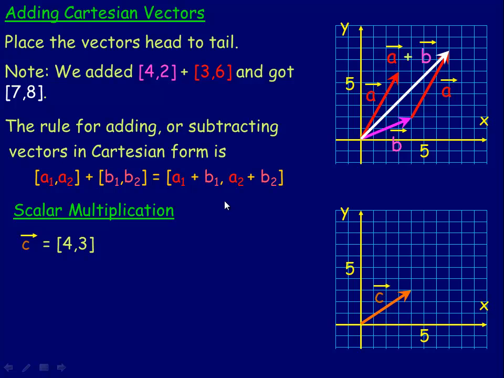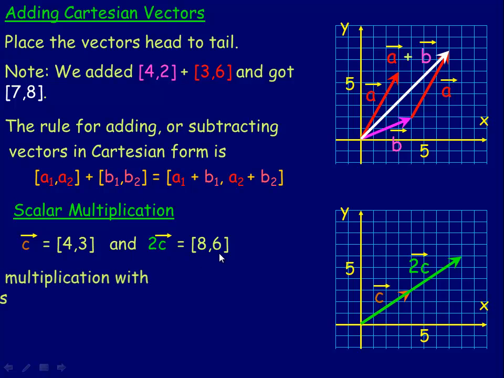Scalar multiplication works in a very similar way. So c is the vector [4, 3]. Now, if we were going to find the vector 2c, there's the vector 2c. Notice that 2c has components [8, 6]. All you actually do is multiply all the components by 2. So 4 and 3 multiplied by 2 are 8 and 6.